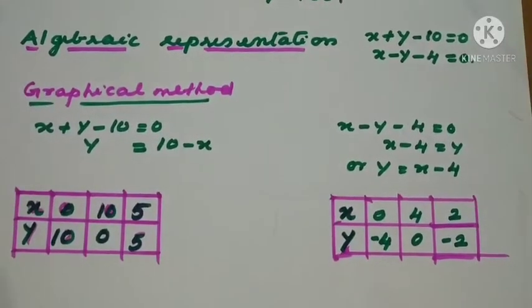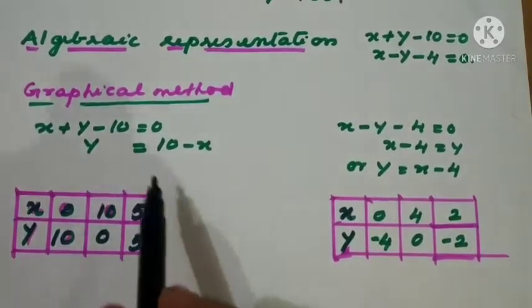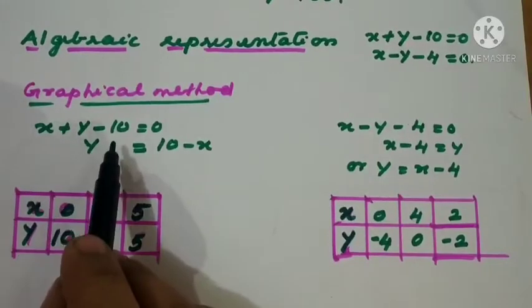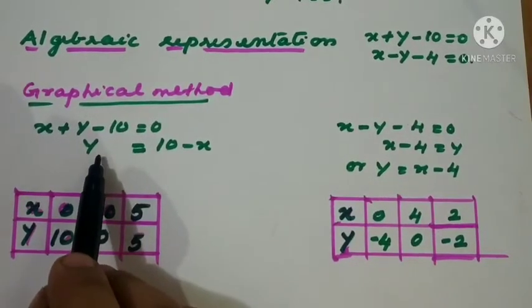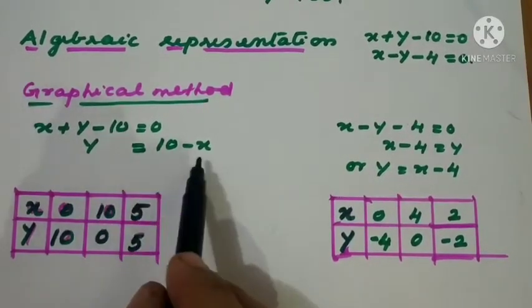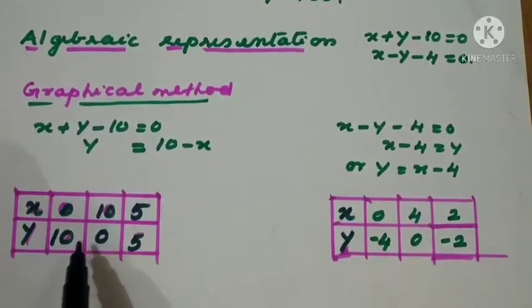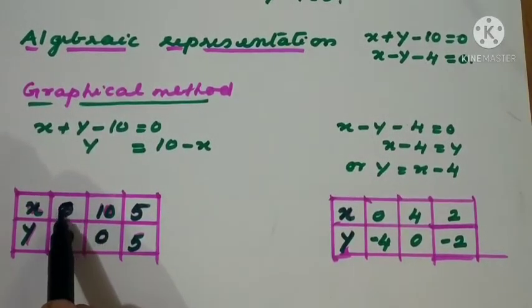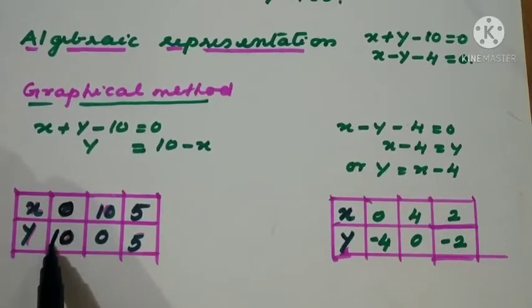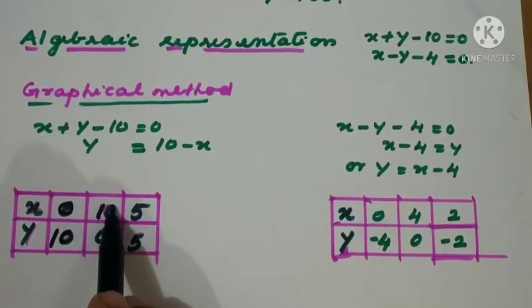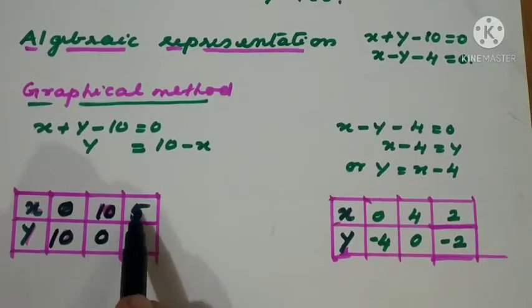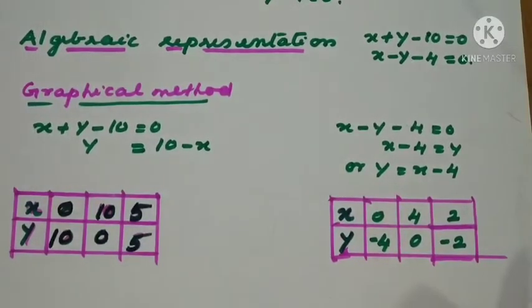Now the second part of the question, the graphical method we have to represent. Already x plus y minus 10 equal to 0. We can write it as y equal to 10 minus x. Now we should find the values. x equal to 0, y equal to 10. Similarly, x equal to 10, y will be 0. For another value, we put both equal to 5 and 5.